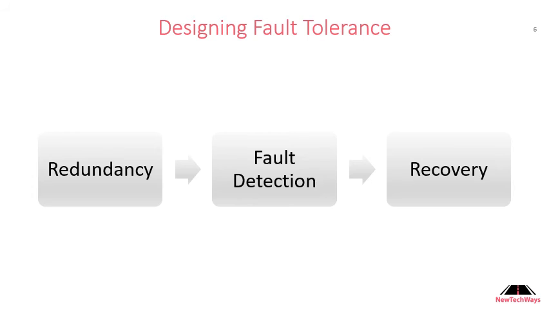A typical fault-tolerant design has three standard procedures. First, it has a provision for redundancy. Second, it has a provision for detecting faults. Third, once faults are detected, it has a provision to automatically perform the recovery. Let's see them one by one.